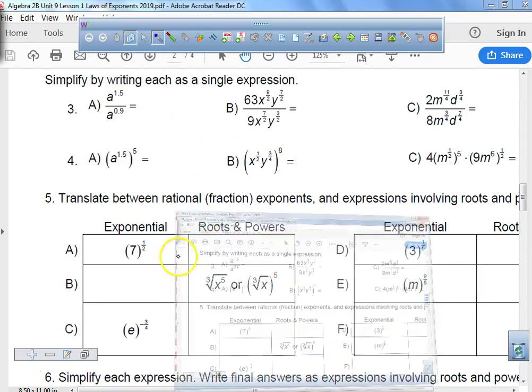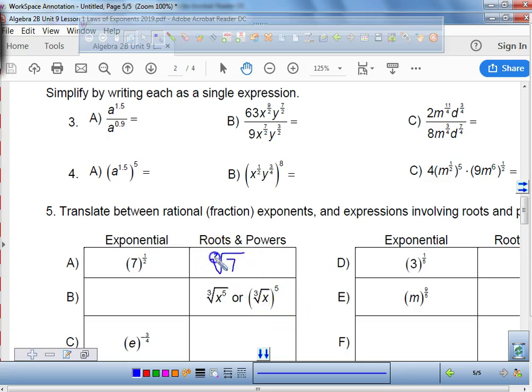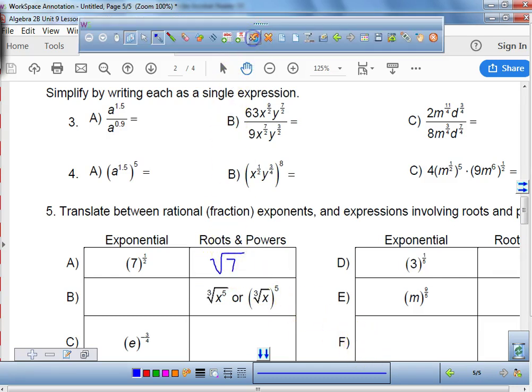I think we filled in, this is dealing with rational exponents, then we're going to put this as a root, and we said that this was just the square root of 7. Now technically, there's a 2 here and there's a 1 here, but you don't have to write those in. Because anytime there's a radical and you don't see a number, you automatically assume that there's a 2.